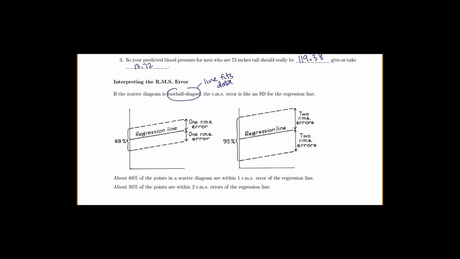The RMS error is kind of like a standard deviation for the regression line. And we say that because, remember how we talked about for standard deviations that 68% of your points should be within one standard deviation of the line? Well, for our regression line, we can use the RMS error like that.